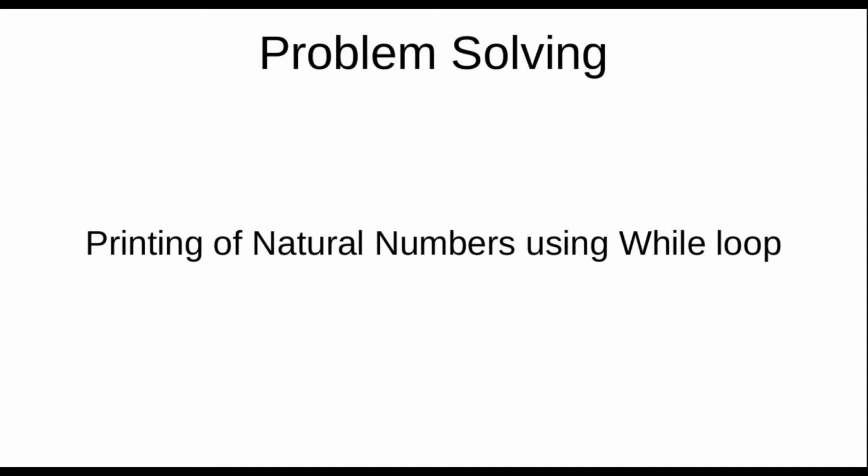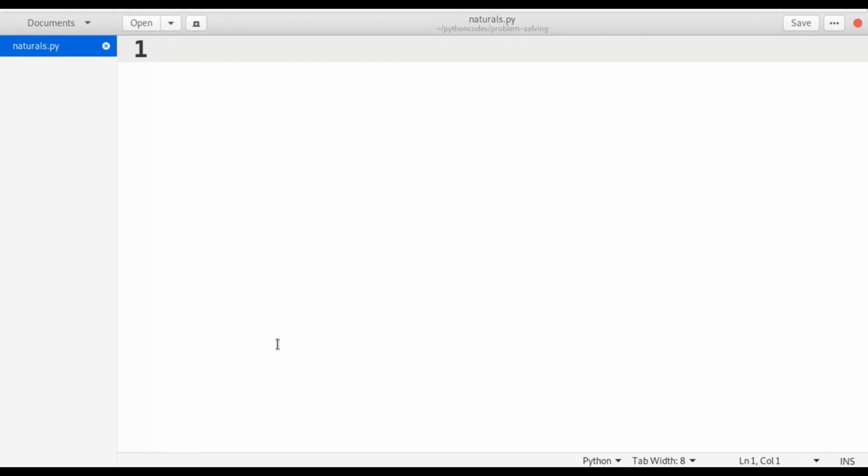So in today's video, we are going to deal with the problem of printing natural numbers using a while loop. In the previous video, we did the problem of printing natural numbers using for loops. But in today's video, I am using a while loop to print the natural numbers. So let's see the code, how to write the program.